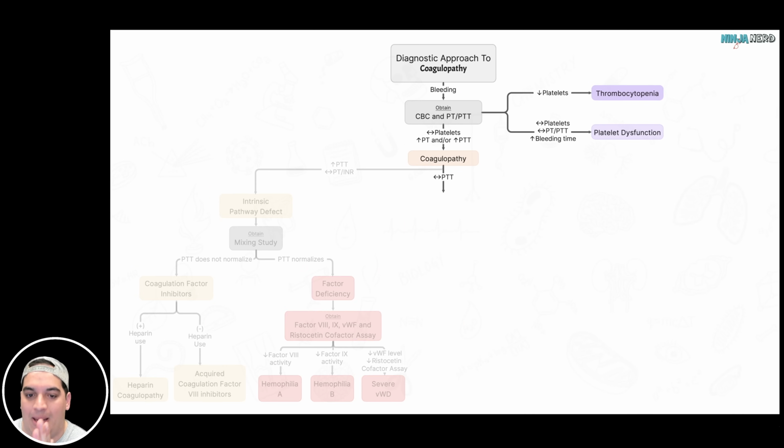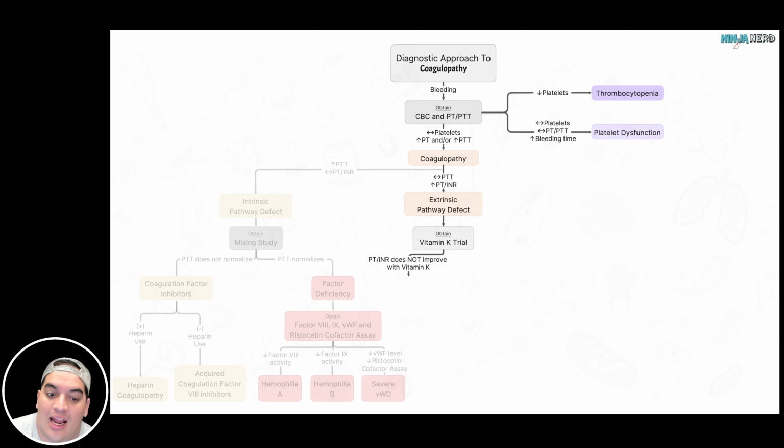What if I have just a pure extrinsic pathway defect, meaning the PT/INR is elevated, but the PTT is normal? Again, could be congenital deficiency, right? That's very rare, but it is something to think about. But most of the time, it's a vitamin K deficiency, early or mild vitamin K deficiency. How would I actually prove this? Give them vitamin K. You can't hurt them to a degree. Give them vitamin K. If you give them vitamin K, what will happen is if it does not improve the PT/INR, it's a congenital deficiency.